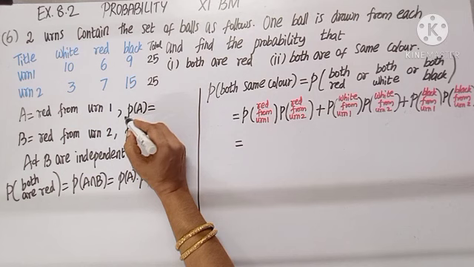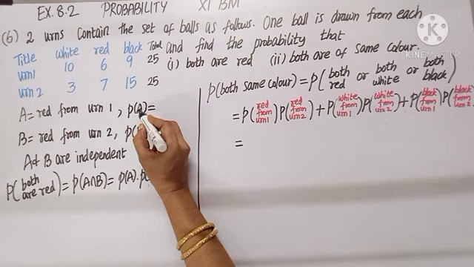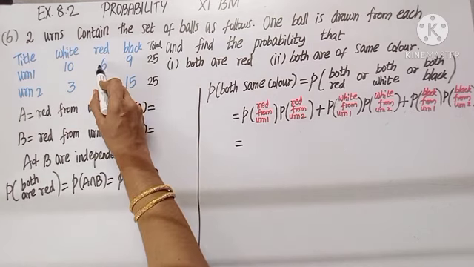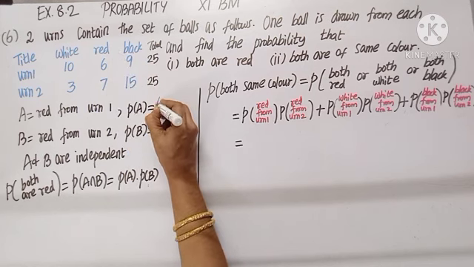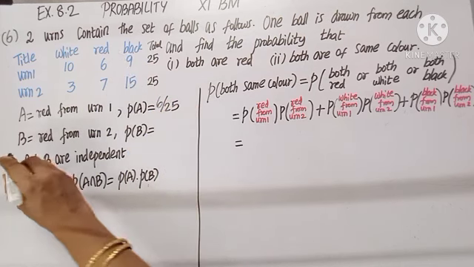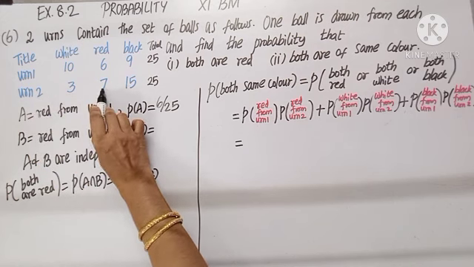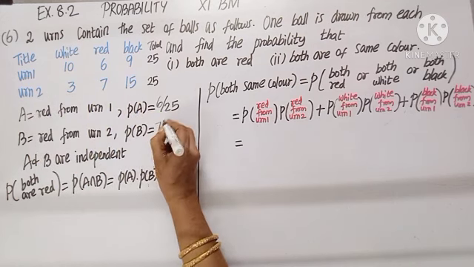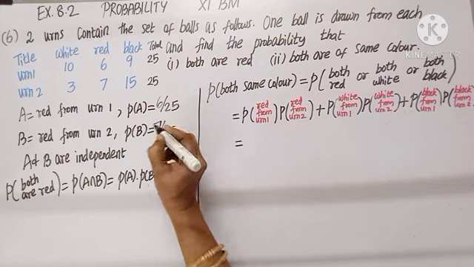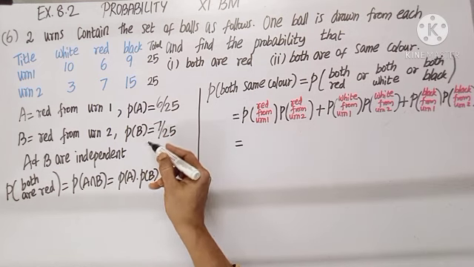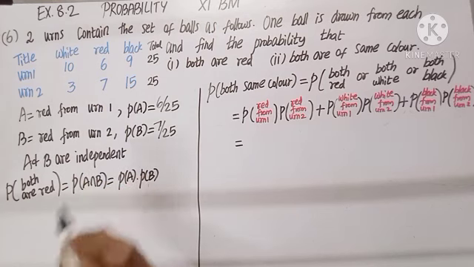So what is the probability of A? How many red balls? 6 out of 25. What about B? Red from urn 2. 7 red balls out of 25. Selecting a ball from urn 1 or urn 2 are independent events.